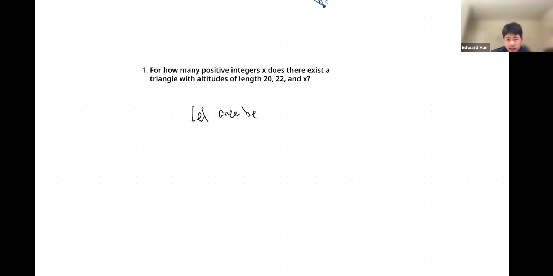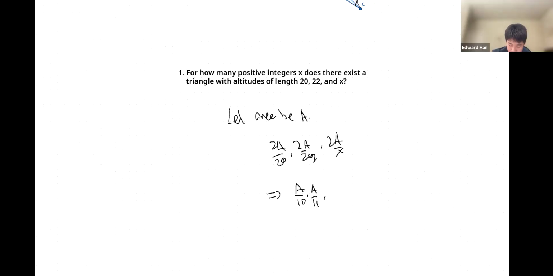So if the area is A, then our altitudes would be 2A over 20, 2A over 22, and 2A over x. We can simplify this to A over 10, A over 11, and 2A over x.